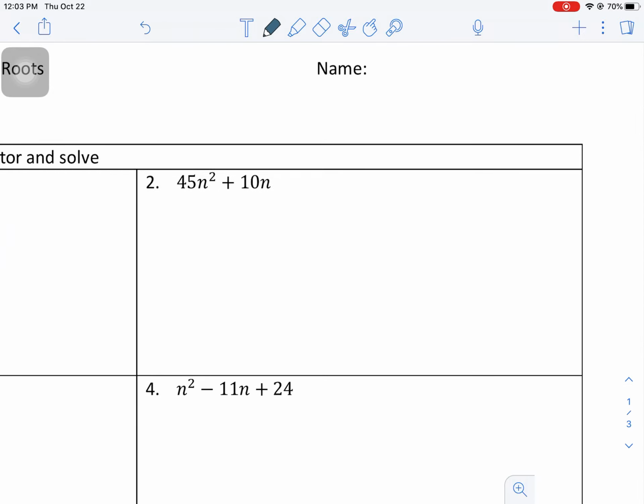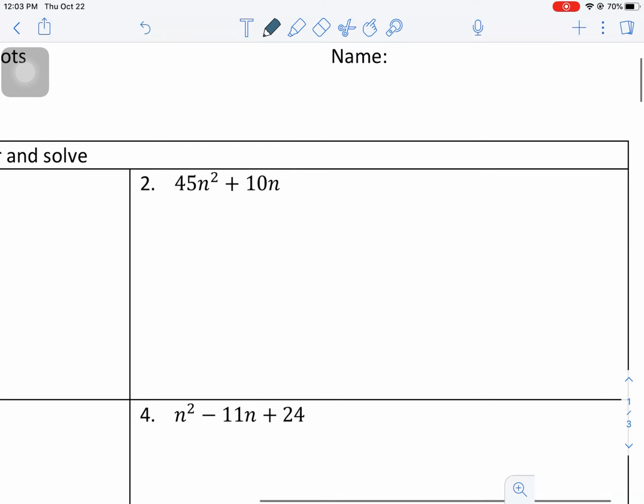For number 2, we have 2 terms again. This time there's not a subtraction sign, so it can't be difference of squares though. Instead, what I see here is 5 comes out of this and 5 comes out of this, and then also n's would come out of both of these. So if we pulled a 5 and an n out, that would be the same thing as dividing each of these by 5n. On the left side, we would have 9n left over, and on the right side, we would just have a positive 2. And then we look at this, can this factor any further? In this case, it can't. So our answer would just be 5n times 9n plus 2.